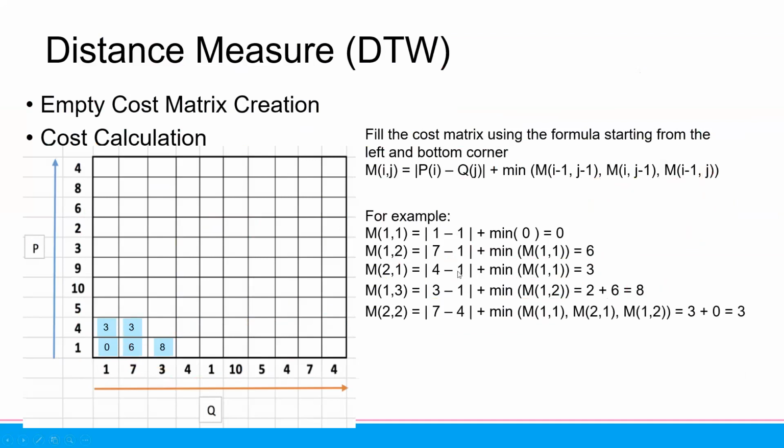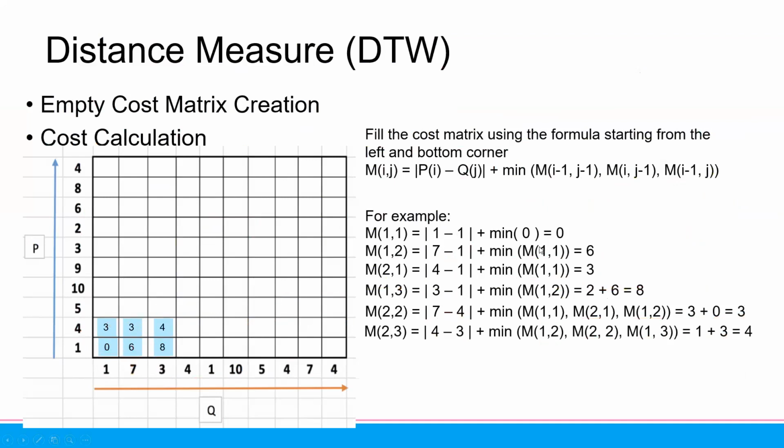And so on. Okay. So let's see, we have m 2, 2. What is m 2, 2? We want to check the value, which is 7 minus 4, plus the minimum of m11, m12, and m21. So among those three values, what is the minimum? The minimum is 0. And we have 3 plus 0. The result will be 3. So we put this value into this cell.